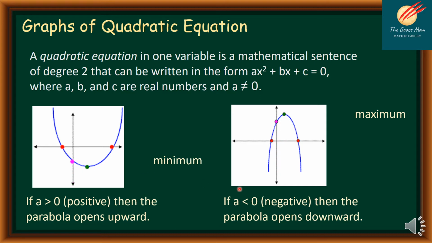On the other hand, if a is less than 0 or negative, then the parabola opens downward. So this is the illustration. Take note that this point is the maximum value of your quadratic equation.